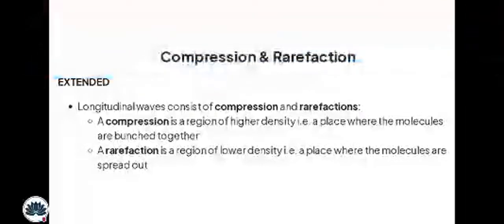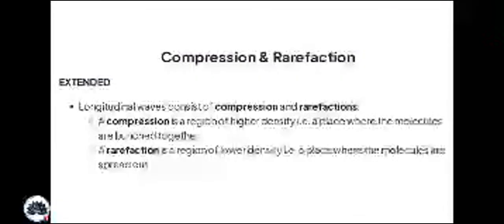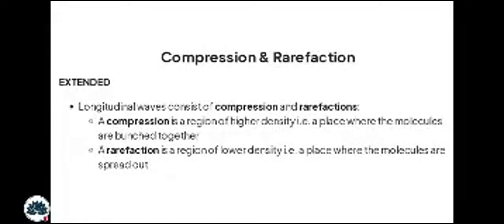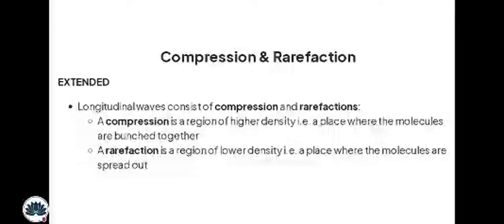All right. So now understanding the compression and rarefaction is important. Longitudinal waves consist of compression and rarefaction. What does it mean? A compression is a region of higher density, for example, a place where the molecules are bunched together. And a rarefaction is a region of lower density, for example, the place where the molecules are spread out.